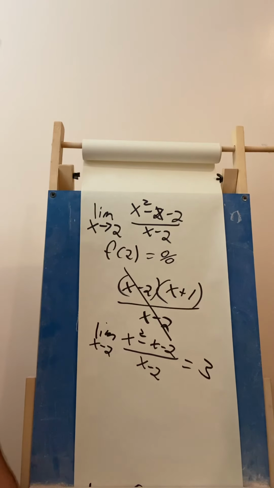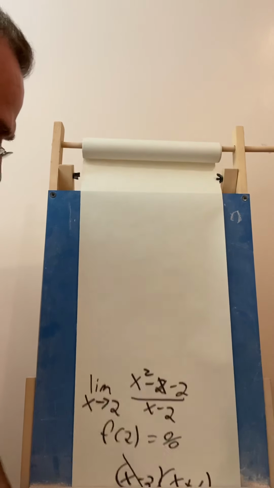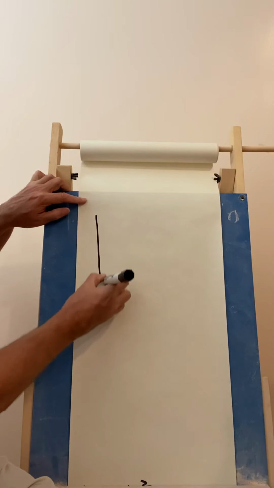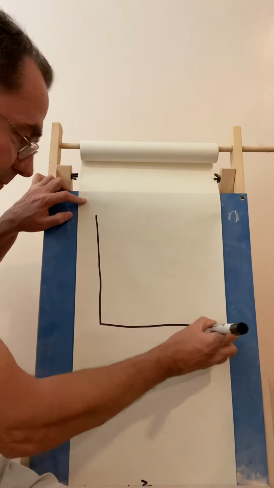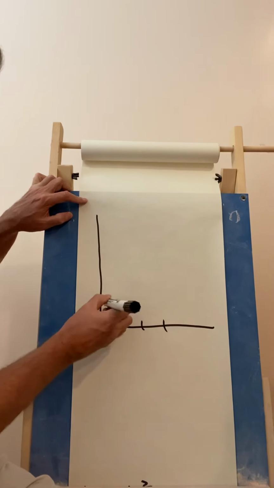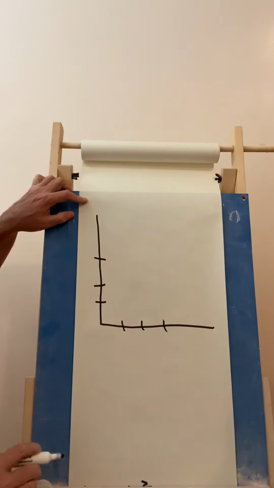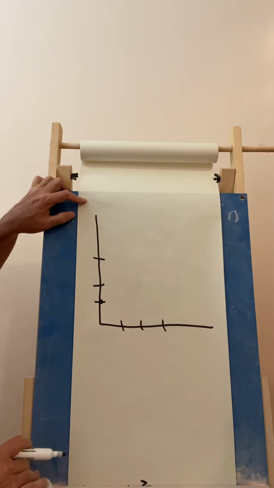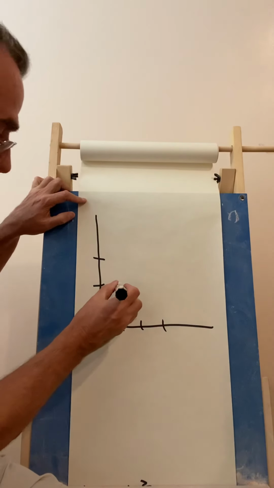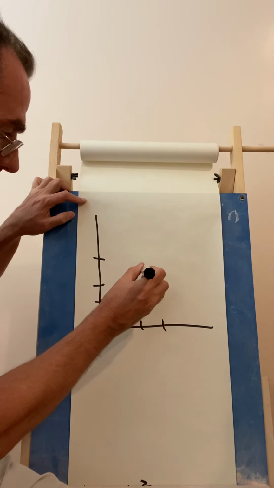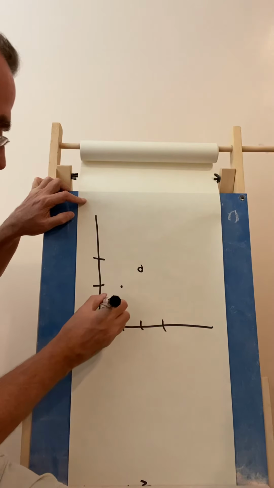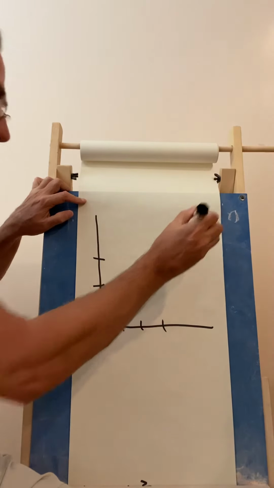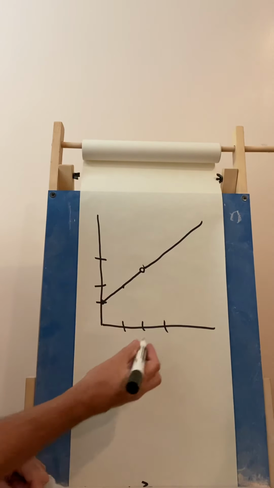And let's go ahead and graph the function x plus 1, and I'm going to make a point on this function. If we were to graph our original function, x plus 1 has a y-intercept of 1 and a slope of 1, so it's going to look something like this. It's going to be a linear function. However, there's going to be a hole at x equal to 2.